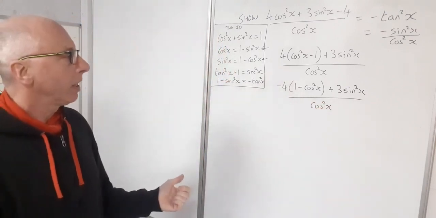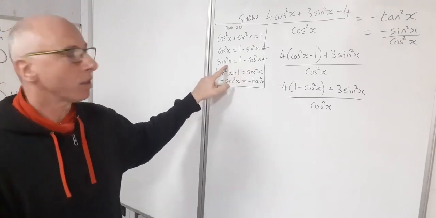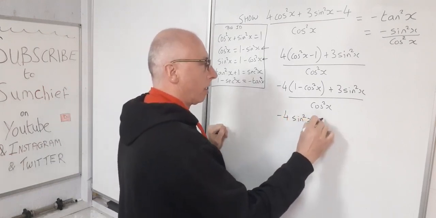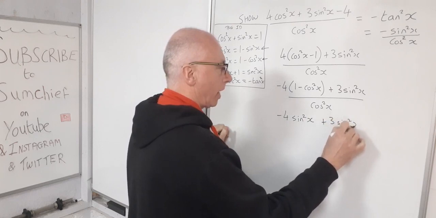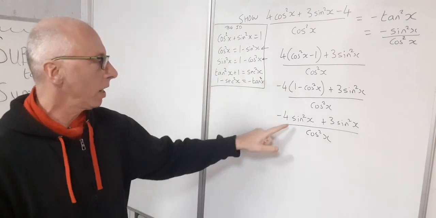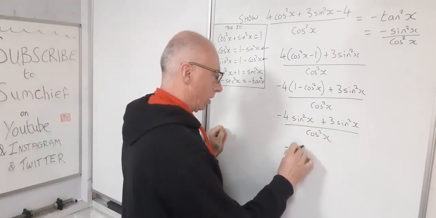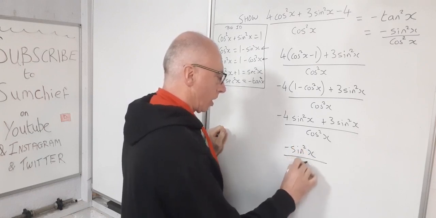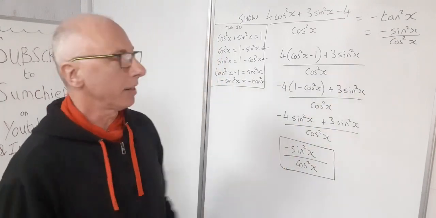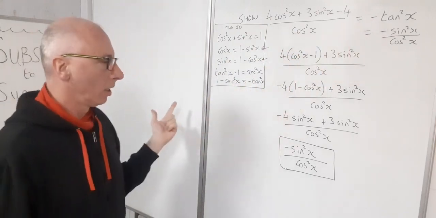Okay, now what can I do here? Well, 1 minus cosine squared x, that's the same as sine squared x. So now I've got minus 4 sine squared x plus 3 sine squared x over cosine squared x. Okay, well, minus 4 sine squared x plus 3 sine squared x is minus sine squared x, and that's divided by cosine squared x, and then that is the same as that. So there's 3 ways we can show that that and that are equivalent. Okay, that's a good place to end.